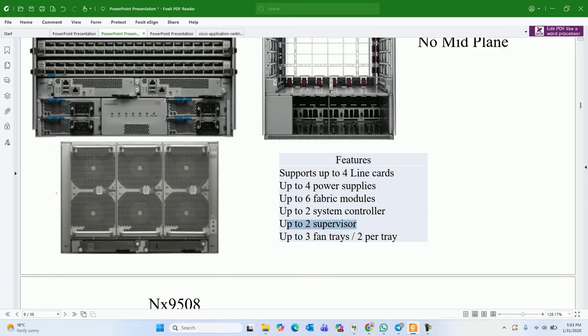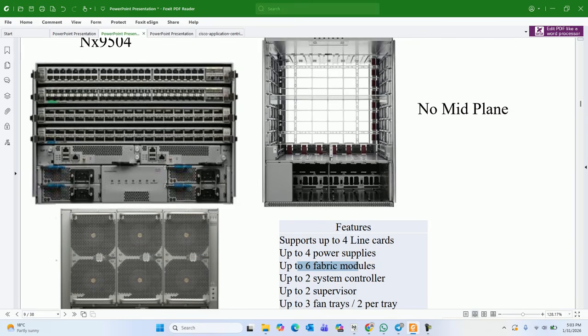Then we have 2 supervisors, 2 system controllers, and 6 fabric modules. So the 6 fabric modules are used to install these chassis or these line cards in the chassis switches.